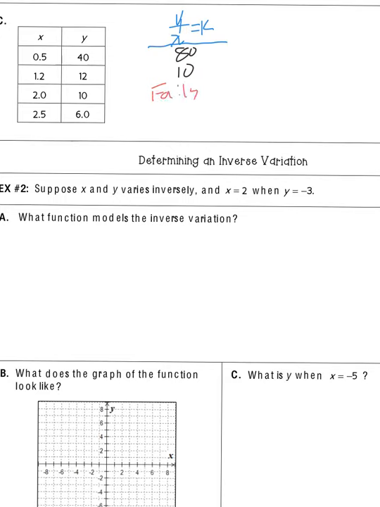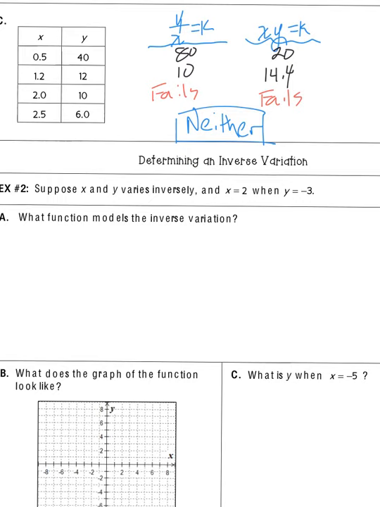Okay, so then I'm going to go to x times y equals k. All right, so then 0.5 times 40 is 20. And then 1.2 times 12 is 14.4. So that one also fails. Since both methods fail, then your answer is neither. And you cannot write a function model when it is neither, at least right now.